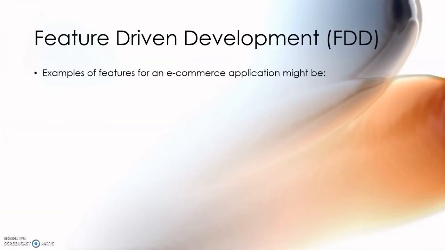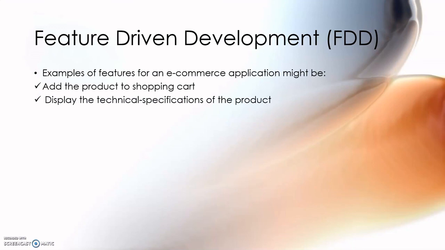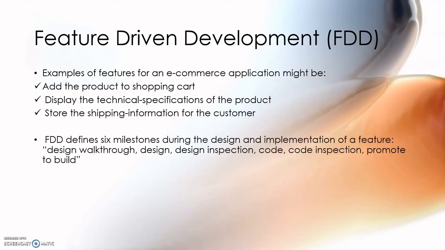For example, features for an e-commerce application might be: add the product to shopping cart, that is a feature; display the technical specifications of a product; and store the shipping information for the customer. FDD defines 6 milestones during the design and implementation of a feature, that is design walkthrough, design inspection, code inspection, and promote to build.